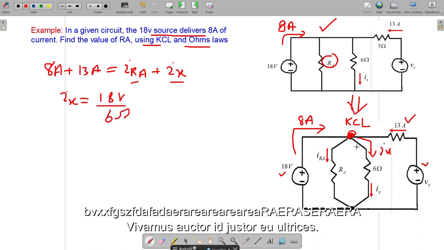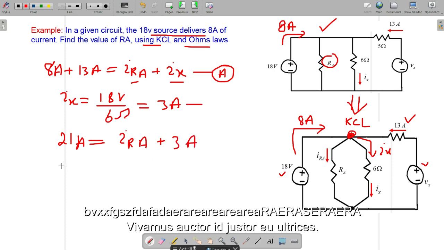As you can see, across the 6 ohm resistor the voltage is 18 volts, so that is equal to 3 ampere, right? So we put the value of IX in the above equation, and then we find the value of IRA. This is 21 ampere, and that is equal to IRA plus 3 ampere. Hence IRA is equal to 18 ampere.